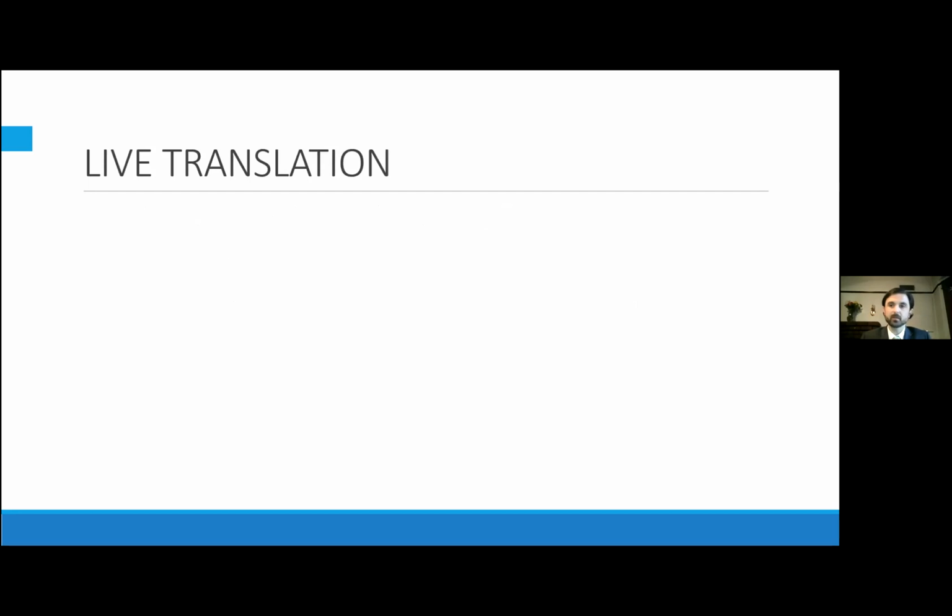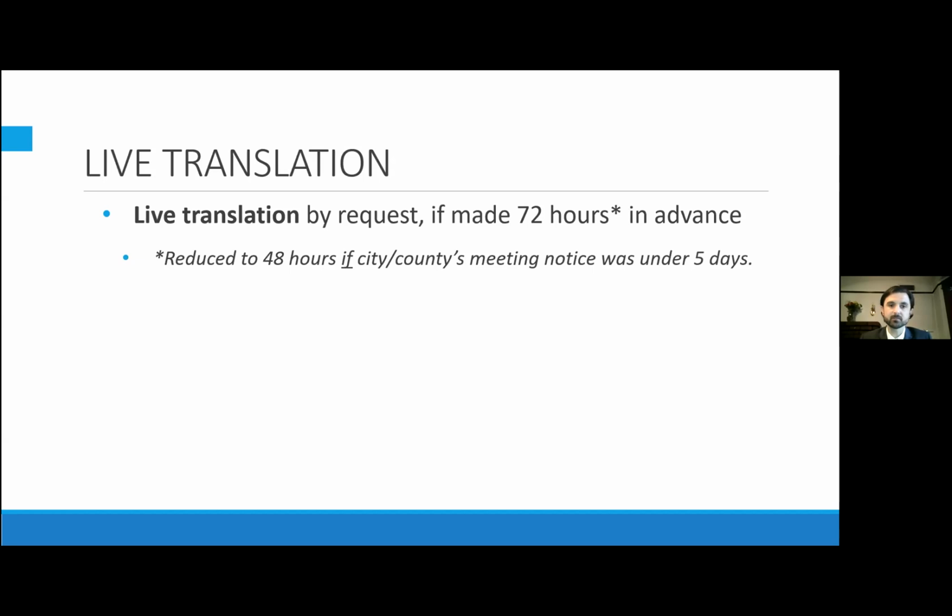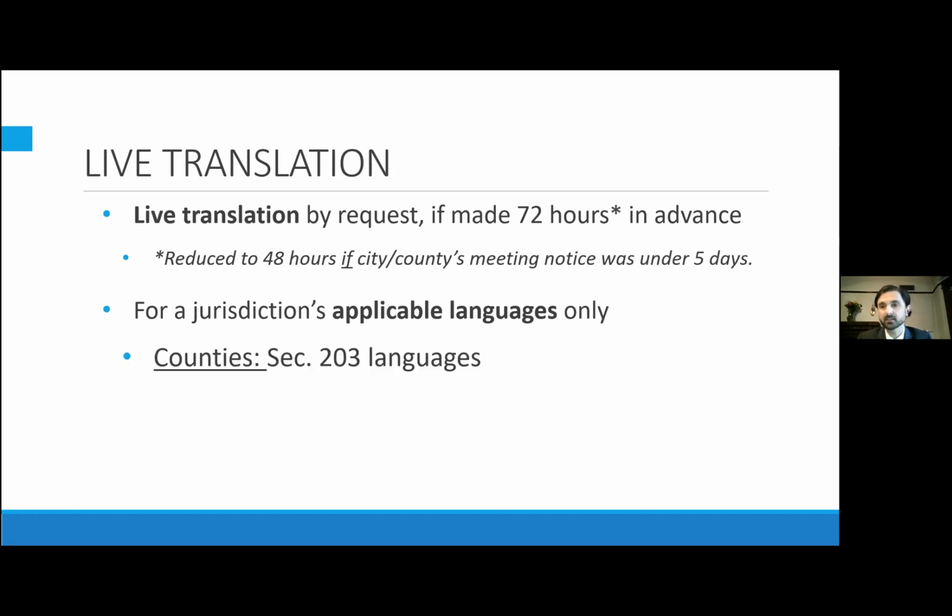Now, one of the other things that is significantly different than previously is a requirement for live translation. So at any of your public hearings, if a request is made at least 72 hours in advance, you have to provide live translation. And that is only, though, in your jurisdiction's applicable languages. So not any languages, only certain ones that apply to your jurisdiction. For counties, that's your Section 203 languages. So the languages that you already have to translate ballots into, that's the same languages that you'll have to provide accessibility of live translation upon request.